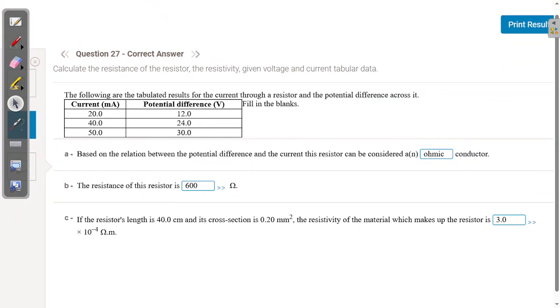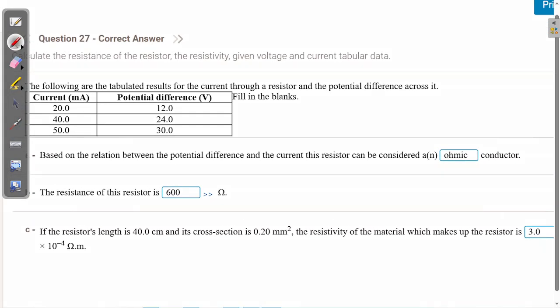The following are tabulated results for the current through a resistor and the potential difference across it. Based on the relation, is it an ohmic conductor? For the ohmic conductors, the resistance is equal in each case. So we do R is equal to V over I.